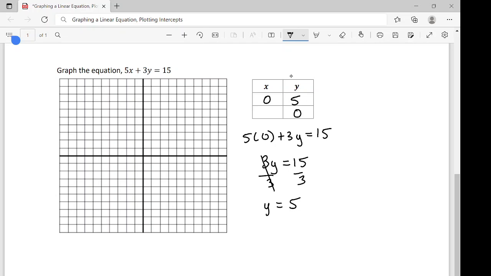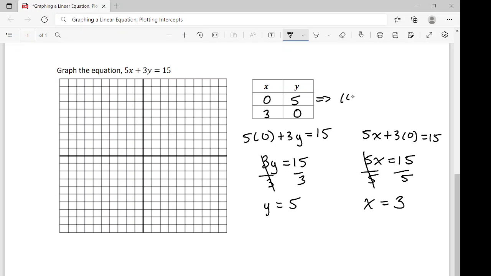Now y is 0, so we're going to take 0 for y and plug it in here and solve for x. So 5x plus 3 times 0 equals 15. 3 times 0 just goes away, so we're going to end up with just 5x equals 15. Then divide by 5, and we're going to end up with x equals 3 here. So our 2 ordered pairs are going to be 0, 5, and 3, 0.